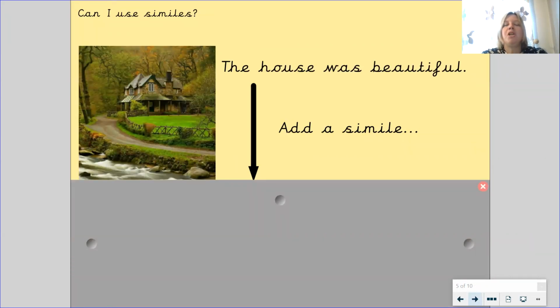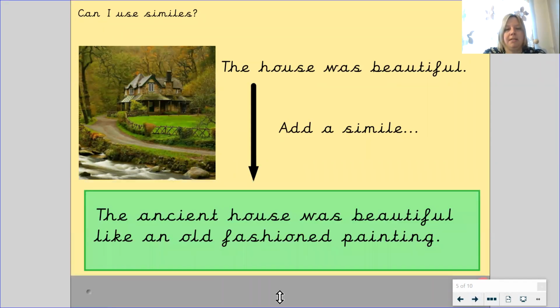The house was beautiful. I want you to pause your video and see if you can write your own sentence, including a simile, on your whiteboard, and then we will have a look at mine. Pause your video and write your sentence with a simile. Let's have a look at my sentence. The ancient house was beautiful, like an old-fashioned painting. So we've compared the house to an old-fashioned painting using the simile like.